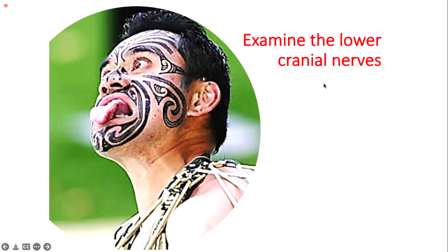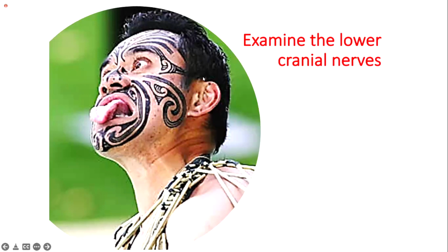Okay, we come to the final part of the lecture. The lower cranial nerves. Who is this man? From which country and what is he? Anyone? He's a Maori from New Zealand. Very good. Why is he sticking his tongue out? It's part of the haka. They stick the tongue out to frighten the opponent. Haka. The haka is the war dance.